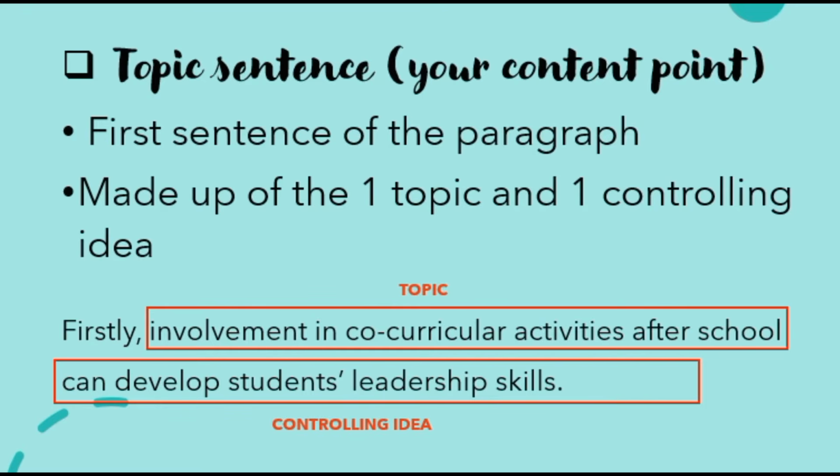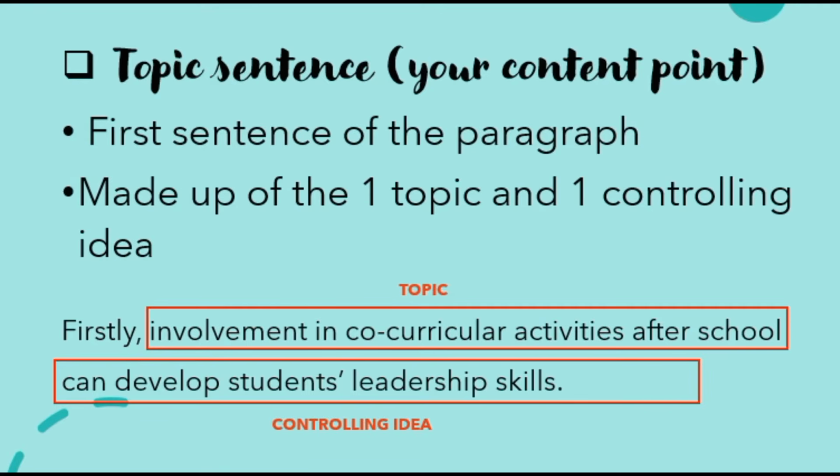Let's now look at the parts of the paragraph closely. The first is the topic sentence. The topic sentence is your content points of the paragraph. So the topic sentence must be the first sentence of the paragraph. It should be in the first line and nowhere else. Also, the topic sentence is made up of 2 parts. It is made up of one topic and one controlling idea. Let's read this example here.